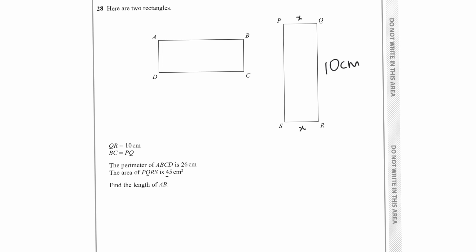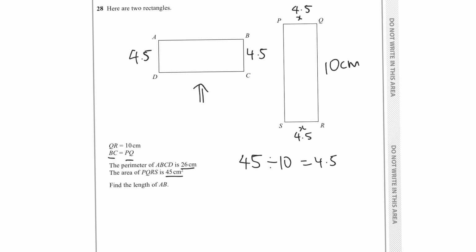The reason why we can work that out is because we know the area is 45 centimeters squared. So we're going to do 45 divided by 10, which would leave us with 4.5. So we know that these are actually 4.5. It's also told us that BC is equal to PQ. So we know that this is also equal to 4.5. And with rectangles, the opposite length is also the same. It's told us that the perimeter of ABCD, this rectangle, is 26.